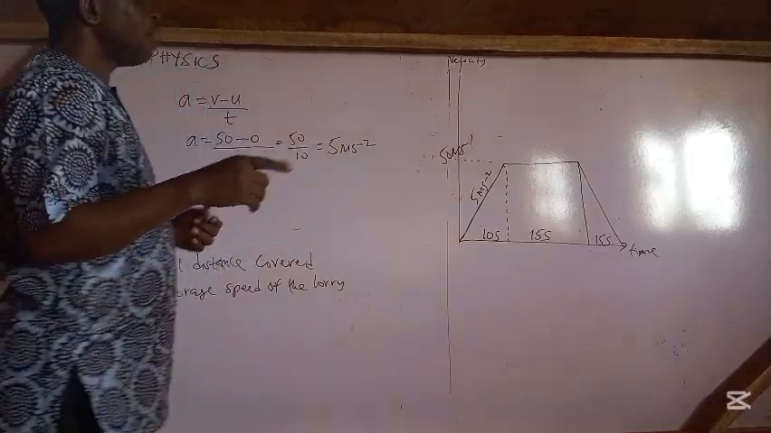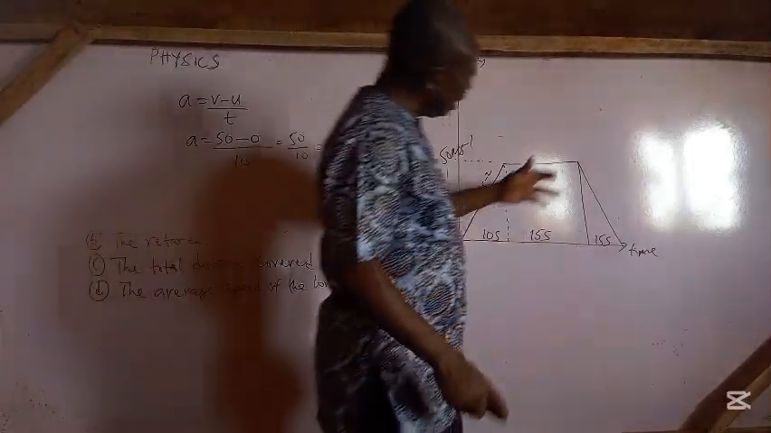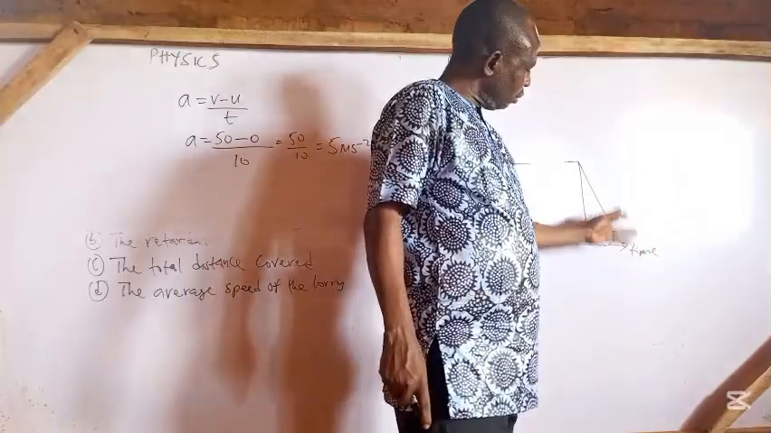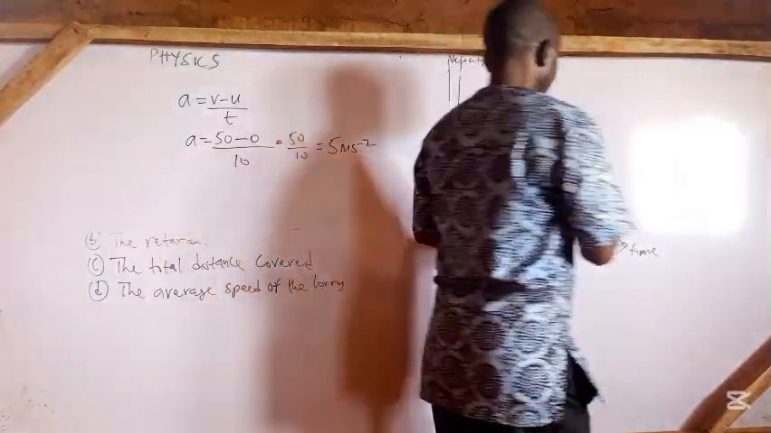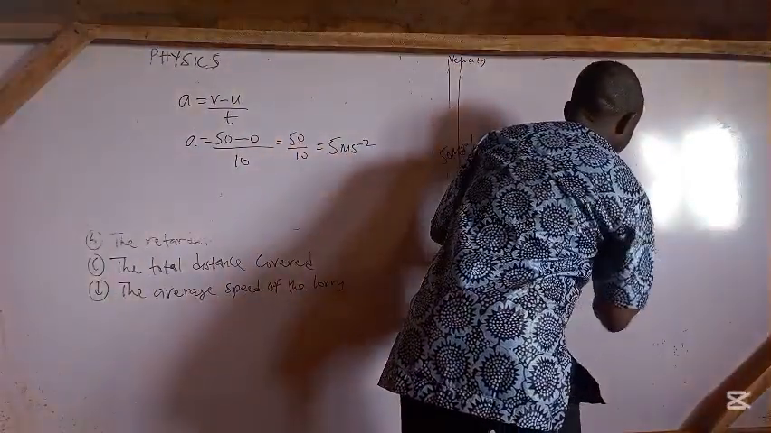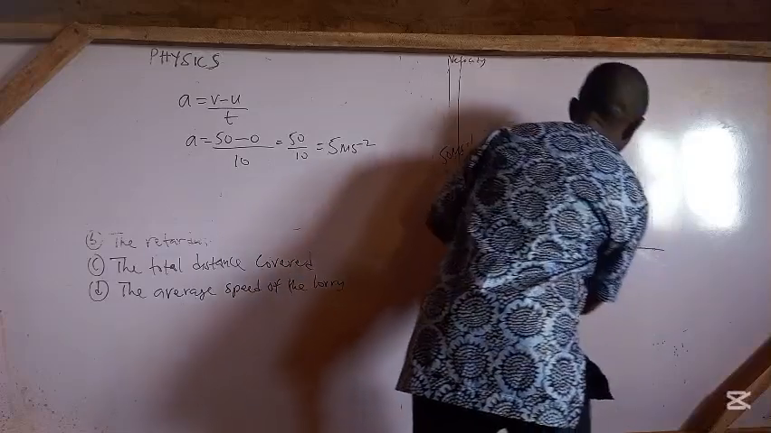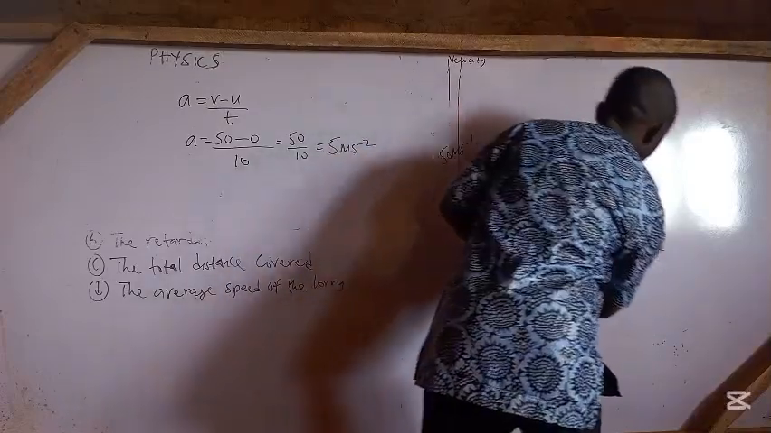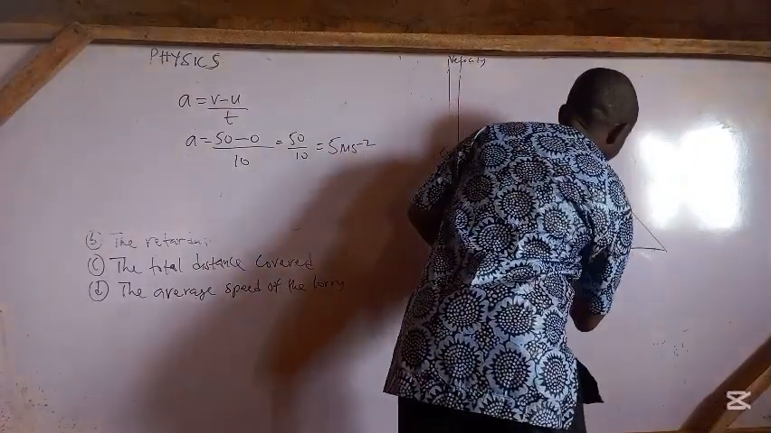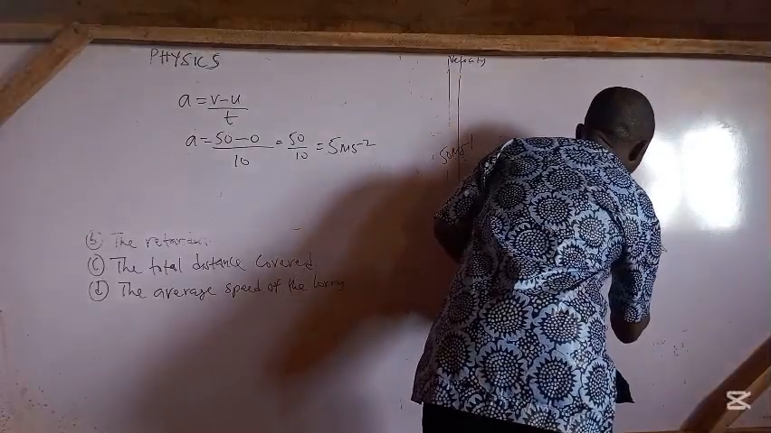Then we have to find the deceleration, which means this slope here, the slope downward, is deceleration. That is what we know it as. This is 15 seconds. We have to find this part.